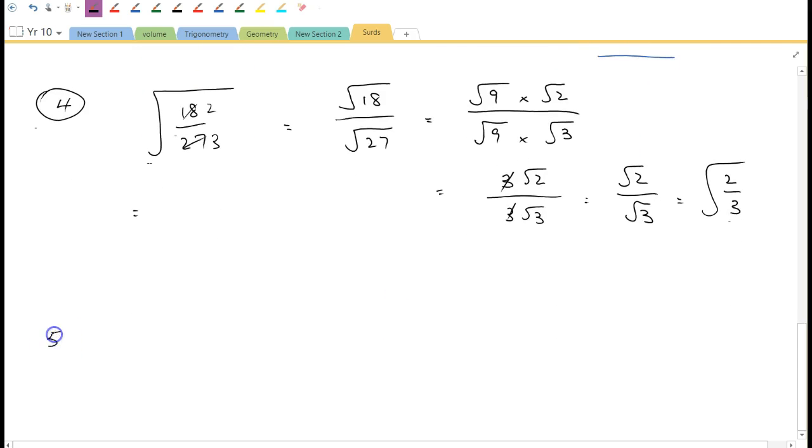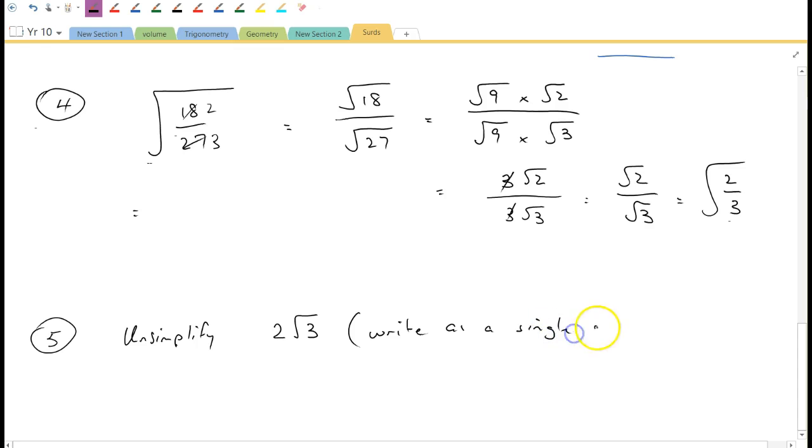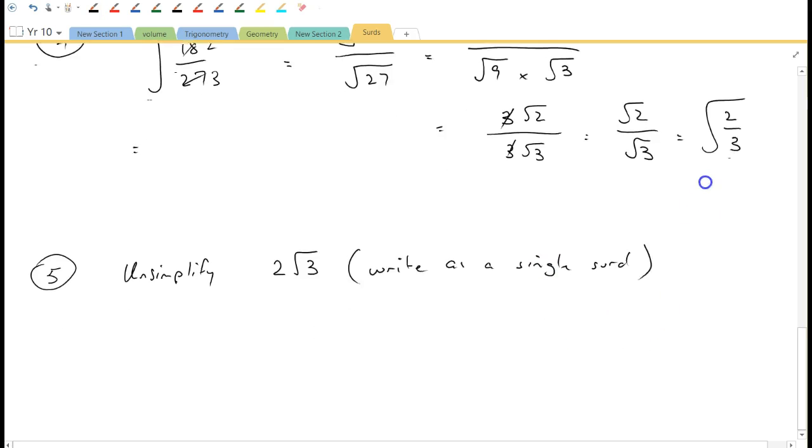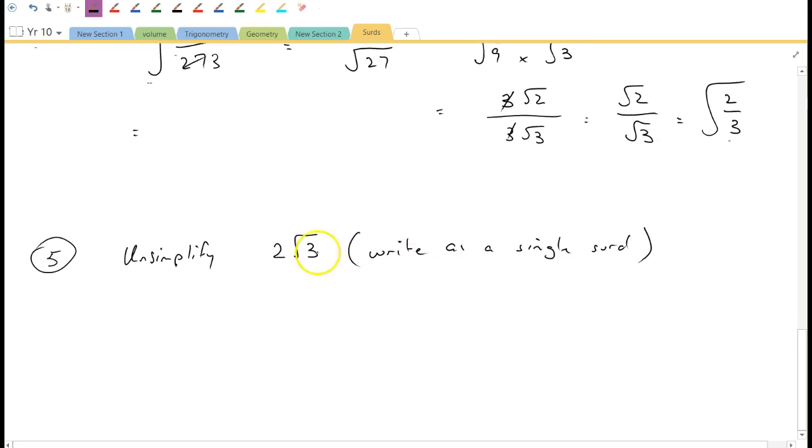And the last one I want to do is I want you to unsimplify. Because sometimes this is useful. Just when you think you've got simplifying worked out, I'm going to ask you to unsimplify. Unsimplify 2 root 3. So what that means is, I mean write as a single surd. Write as a single surd.